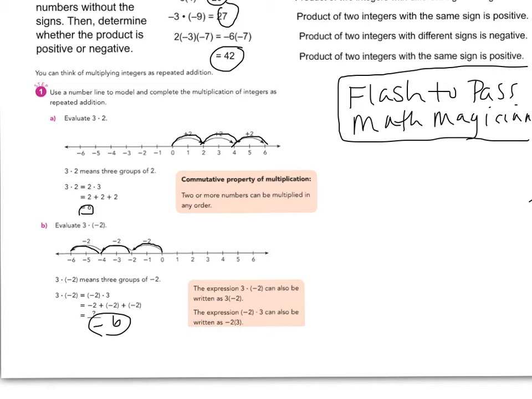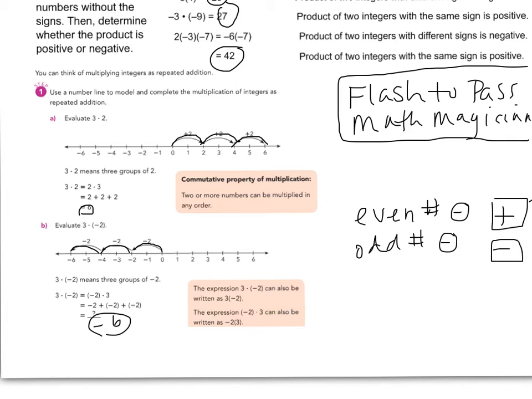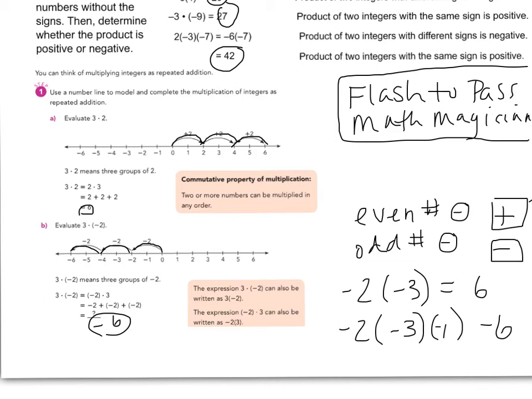The other way you can look at it besides same sign, if you have more than 2 numbers, if you have an even number of negatives, your answer is positive. If you have an odd number of negatives, your answer is negative. Meaning, if I have negative 2 times negative 3, I have 2 negatives, so my answer is positive. If I have negative 2 times negative 3 times negative 1, 2 times 3 is 6 times 1 is 6. I have 1, 2, 3 negatives. 3 is an odd number, so my answer is negative 6.